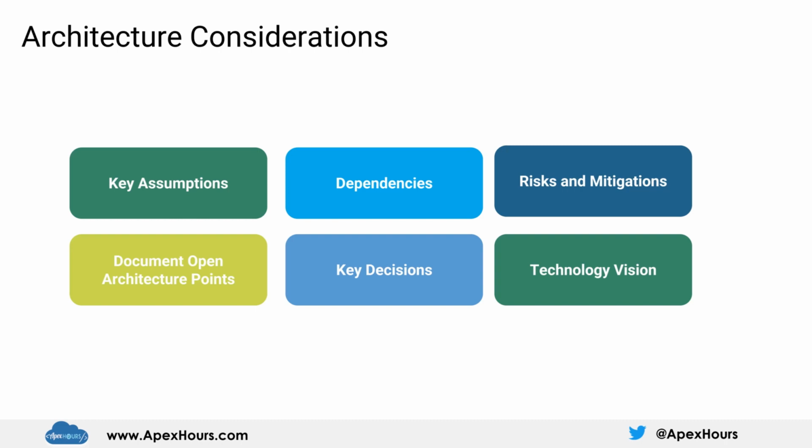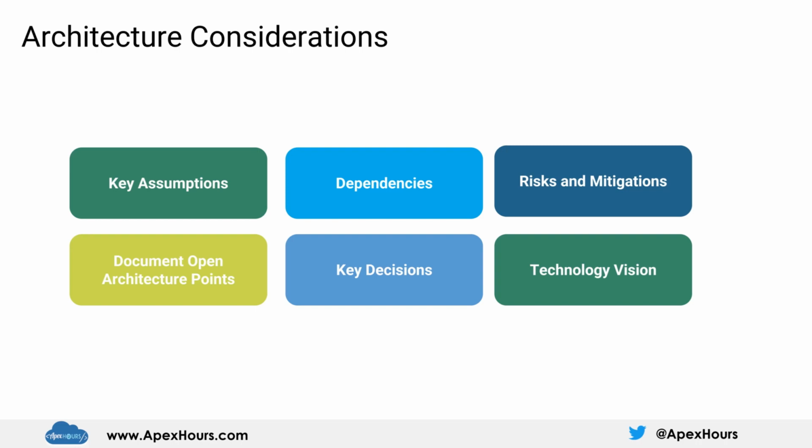Another important point is to document the open architecture points. I haven't seen a single architecture blueprint document without open points, because some open points take a lot of time to close. It could be an external dependency, an internal dependency, or somewhere else, right? So there will always be some open architecture points, and make sure those are highlighted and sorted out as early as possible.